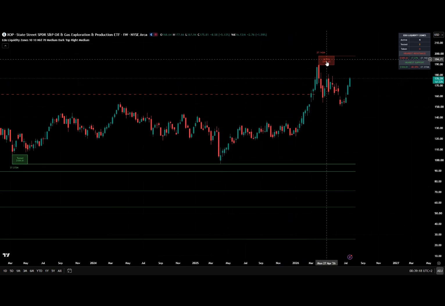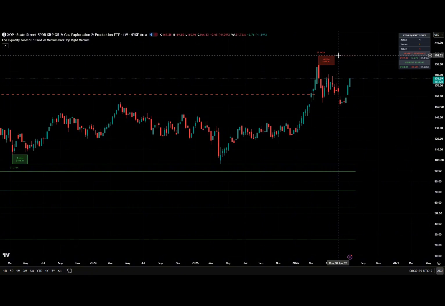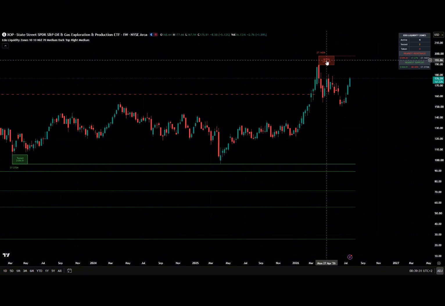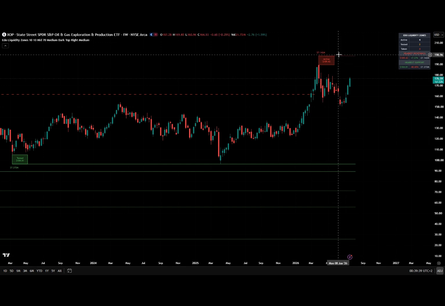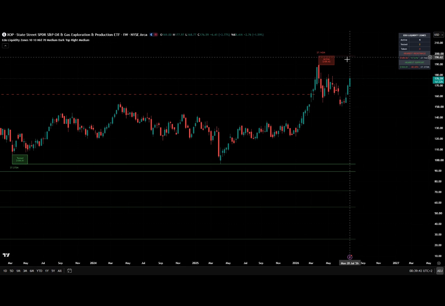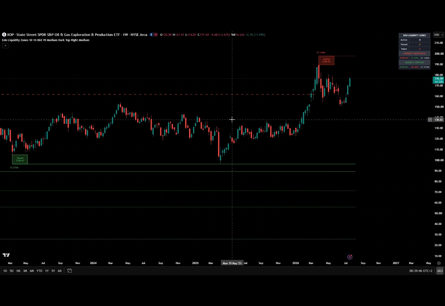Now the 3 states of a zone. The first one is active. Active means price has not come back into the zone since it was created. The level is intact. On the oil and gas exploration ETF this red zone at 189 is still untouched. Its line runs solid to the right, waiting for price to arrive. An active zone is the cleanest reference you have on the chart, nobody has tested it yet.